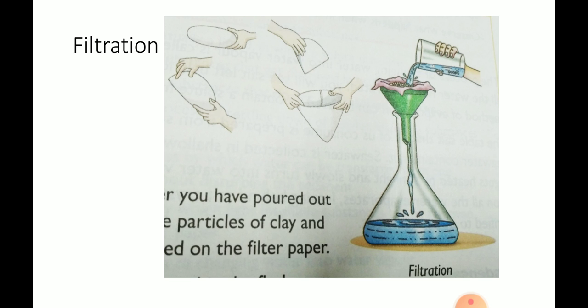At home we pass tea through a strainer to remove tea leaves from it, and we also filter fruit juices to remove pulp and seeds from them. So these are the common examples of filtration in our daily life.